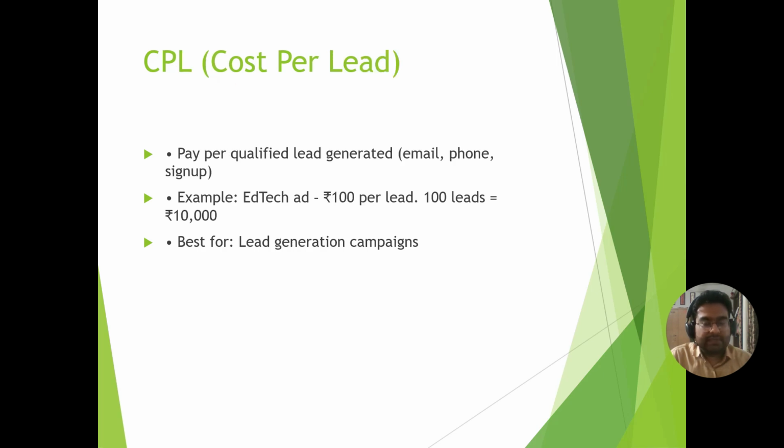Then comes the CPL. CPL means cost per lead. You pay for every lead that you get, usually contact info like name, email, or phone number. For example, an ed-tech company runs ads saying get free demo classes. If 100 people fill the form and each lead costs rupees 100, then you pay 10,000 in total. It is good for service-based businesses that rely on leads, like real estate, education, or insurance.